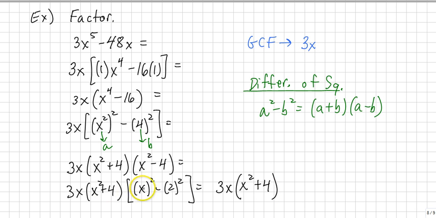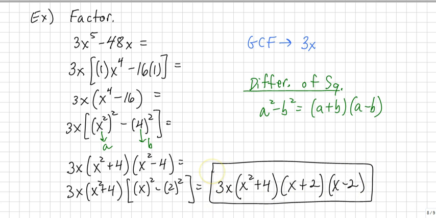But this one, we have a squared minus b squared. So it'll end up being a plus b, a minus b. So we end up with those 4 factors. 3x is a factor, x squared plus 4 is a factor, x plus 2 is a factor, and x minus 2 is a factor. So it started out as 3x to the 5th minus 48x, but when you write it in factored form, you end up with those 4.